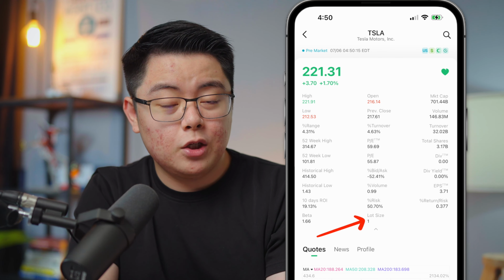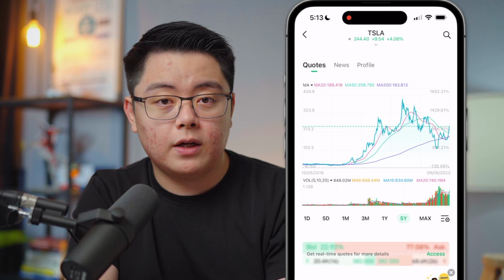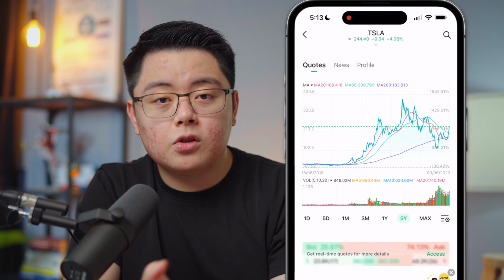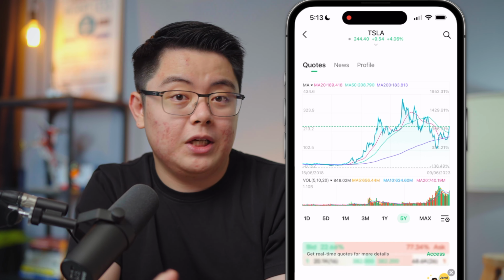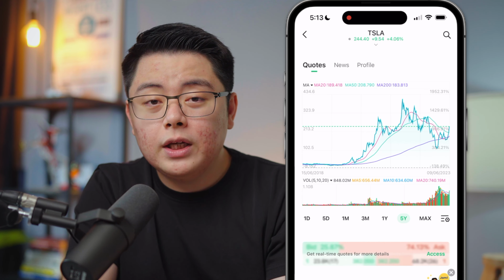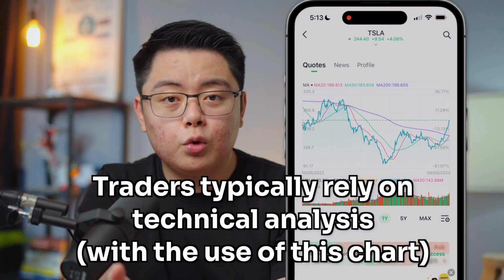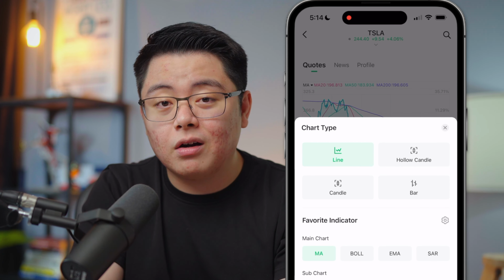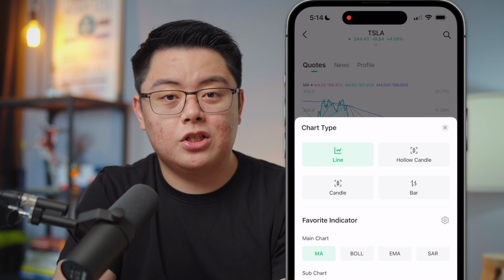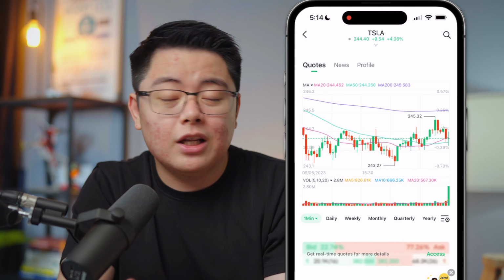Anyways, scrolling down, you have quotes, news, and also profile. Quotes is basically where you see the technical chart of the stock. Looks fancy and complicated, right? Well, usually only technical traders or short-term traders will rely on this chart for their trades. And if you are new to the stock market and just want to invest for the long term, you can actually just ignore this chart. It is just a good thing to have, not a must-have.